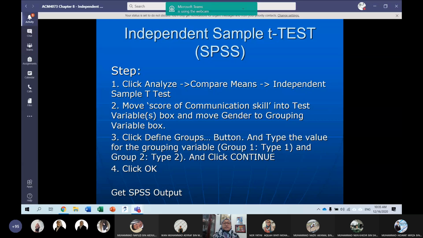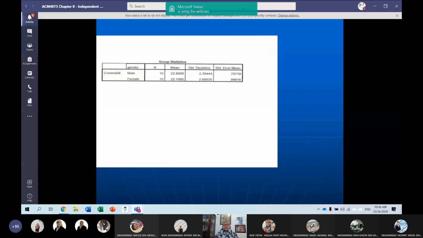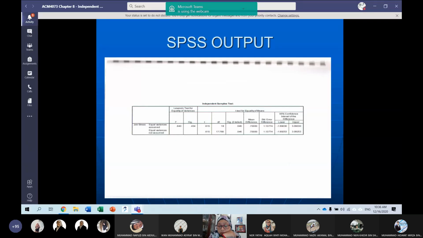In SPSS, you just follow the instructions over here. Click on Analyze, Compare Means, then Independent Sample T-Test. You move the score of communication skill into the test variables box and move gender to the grouping variable box. You need to define the groups as number 1 and number 2, similar to what you already keyed in SPSS. Then click Continue. You will have this table. You have to look at the significance. This is 5.46. Is it significant? It is not because it's more than 0.05.